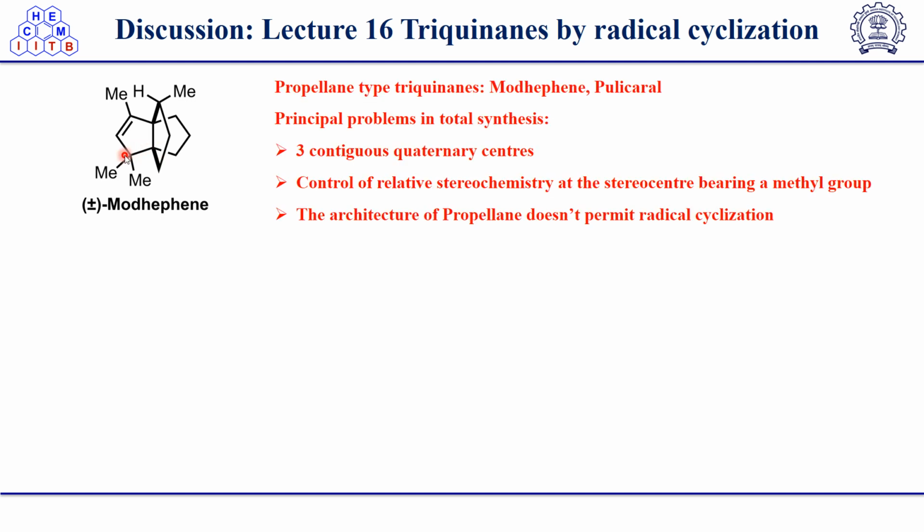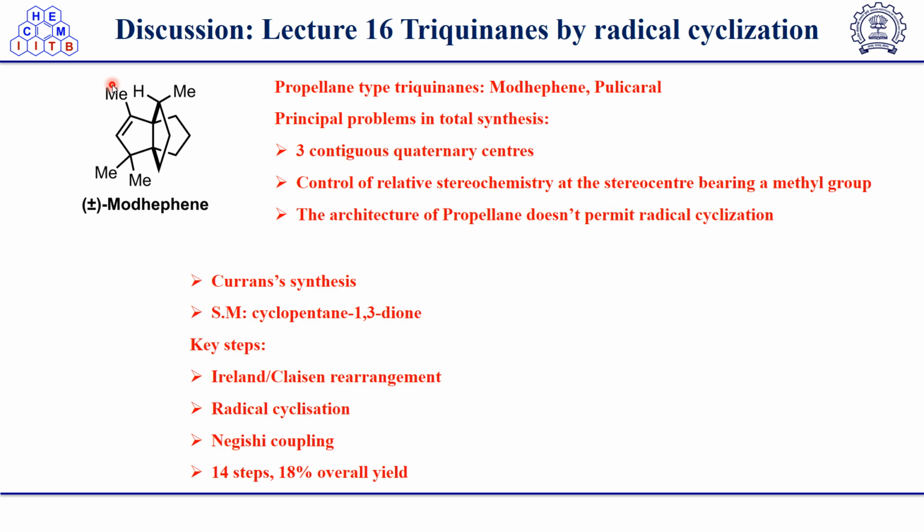Curran was the first to report the total synthesis of modhephene in 1990. The principal problems in this total synthesis were the presence of three contiguous stereo centers, as we can see, one, two, three, and then the control of relative stereochemistry at the stereo center having this methyl group. The architecture of this propellane type structure does not permit a tandem radical cyclization, so it should be done in a stepwise radical cyclization manner. These were the principal problems in that total synthesis.